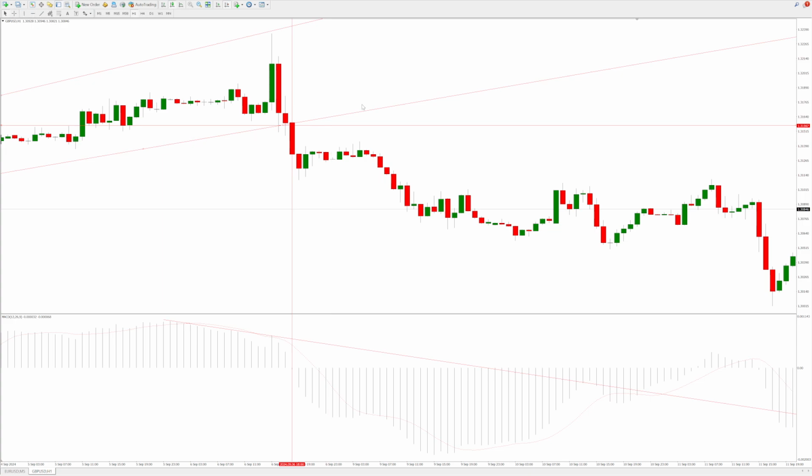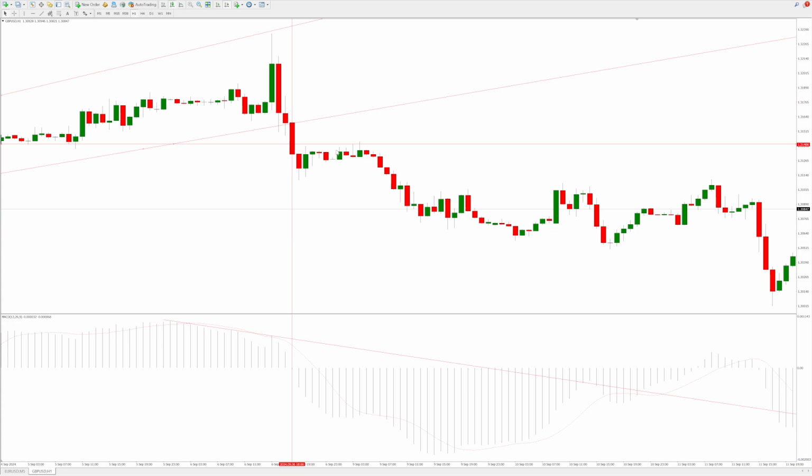Okay, so if you didn't take the initial entry there, you might have wanted to wait for the pullback, which is absolutely fine. That happened here. And in this instance, this level of support became resistance over here. We've broken out now from the wedge pattern. We're in a clear downtrend. The MACD is confirming this. I mean, you don't even need the MACD. You can just look at the chart and see the price is falling.